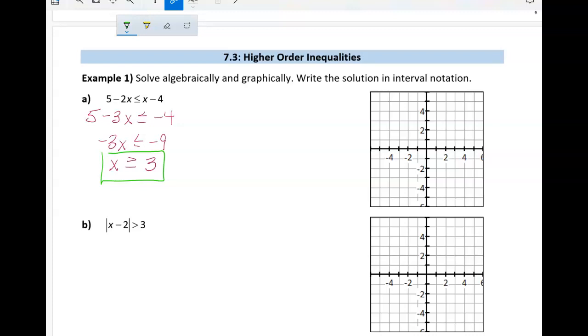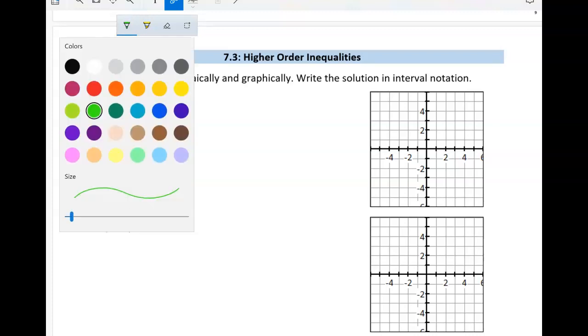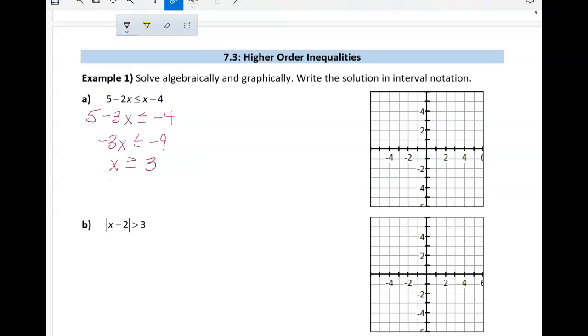Oh, and I forgot, we're supposed to write this in interval notation. So in interval notation, that would be the interval starting at 3 and heading toward positive infinity. And it includes 3, so we use a square bracket on that. There's our interval notation answer.